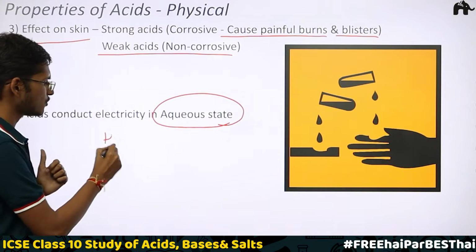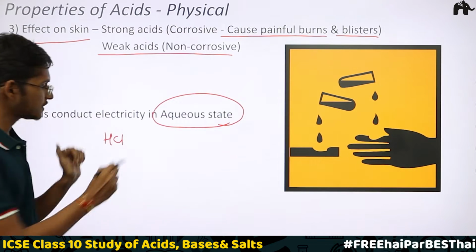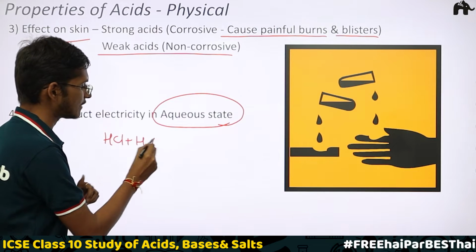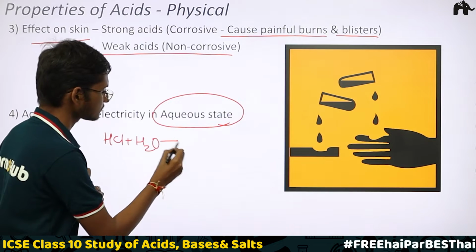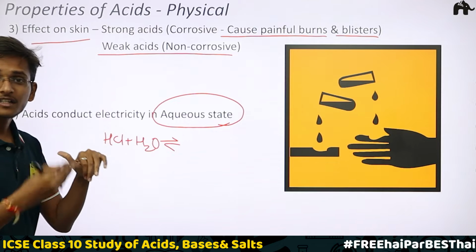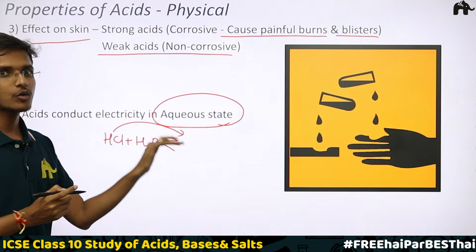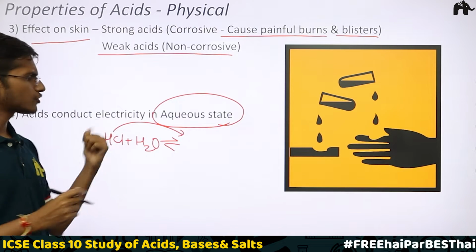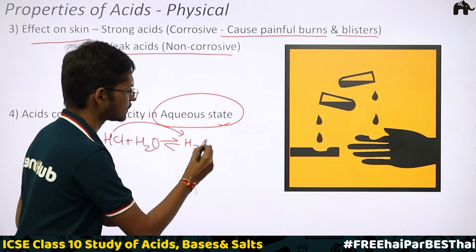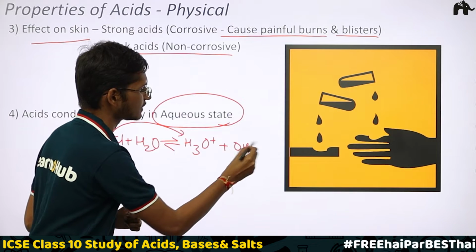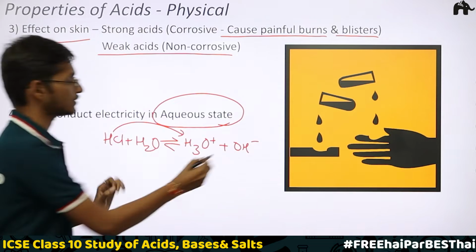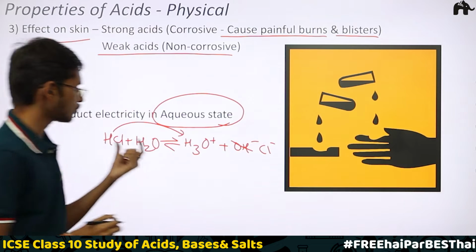Okay, HCl is a polar covalent compound, but in the aqueous state, which means when we add water to HCl, it conducts electricity. Why does it conduct electricity? We have already studied, because this HCl gets ionized. In the starting of the video we also saw it ionizes into H3O plus and Cl minus ions, not OH minus ions.